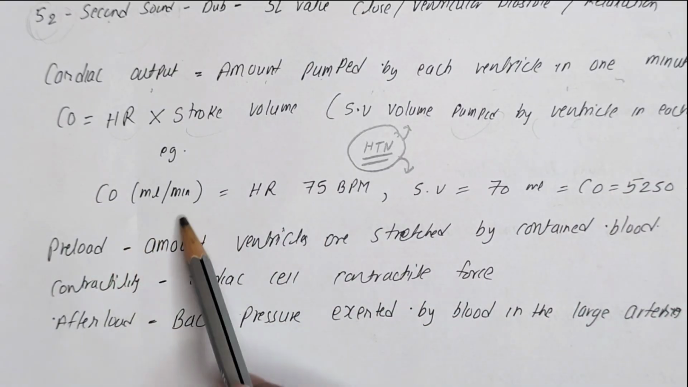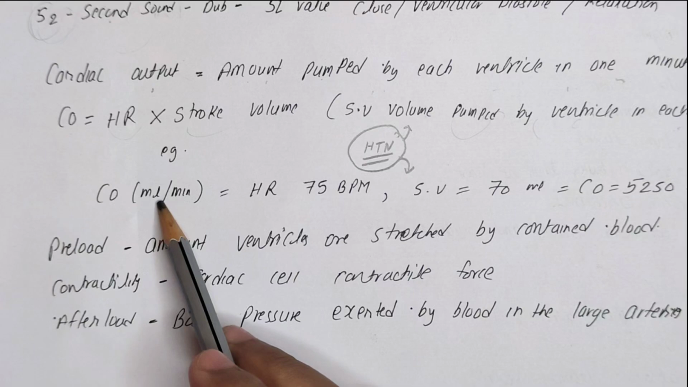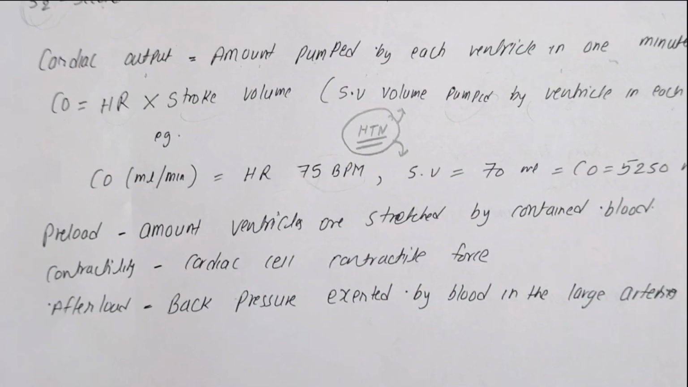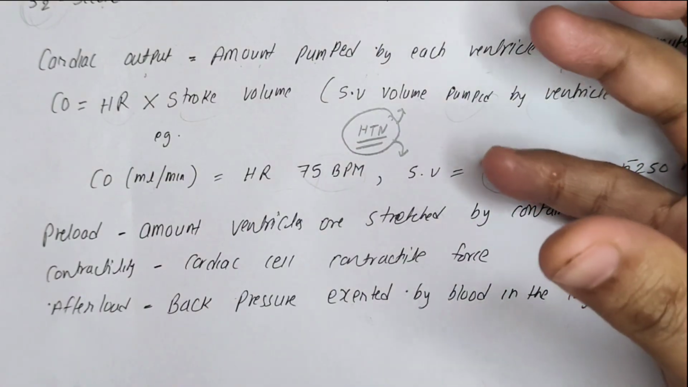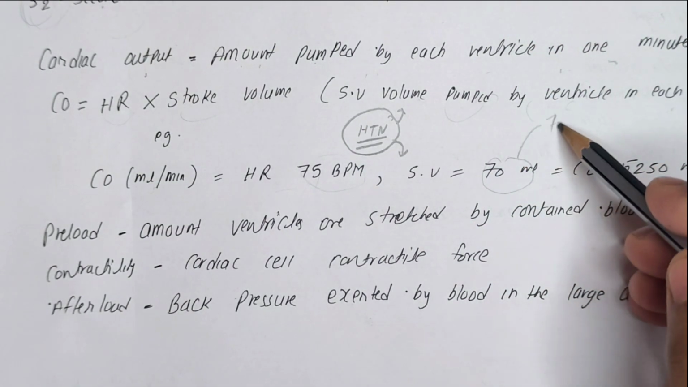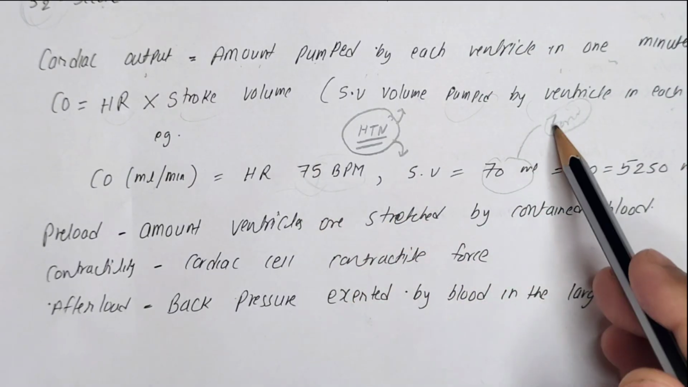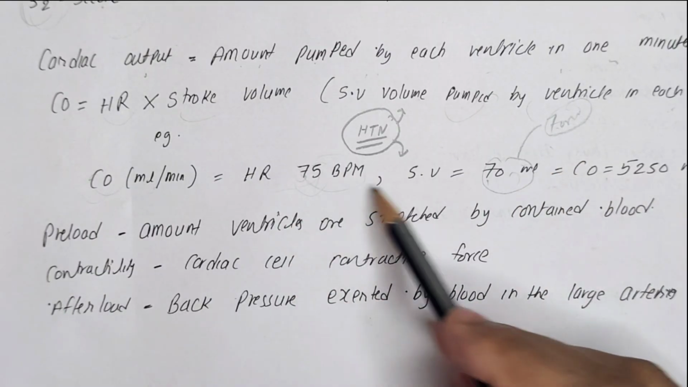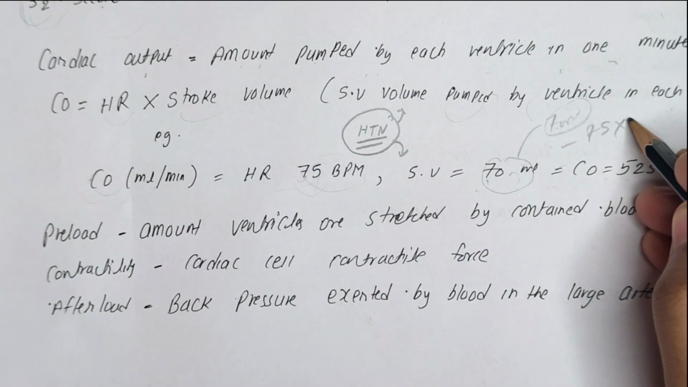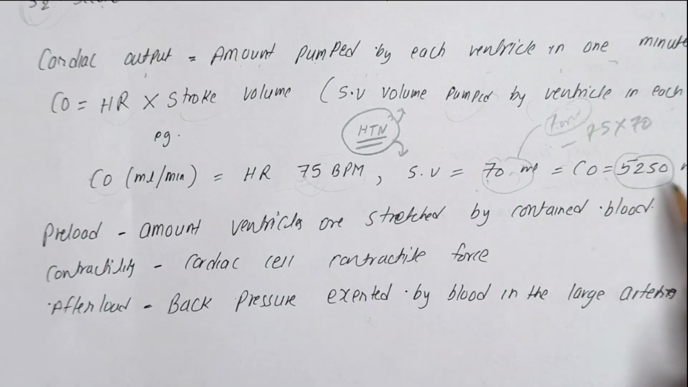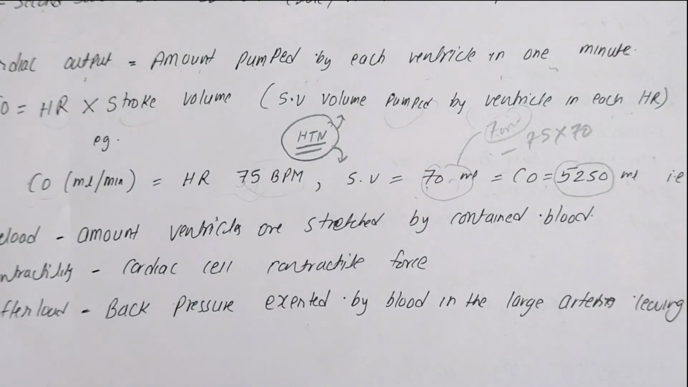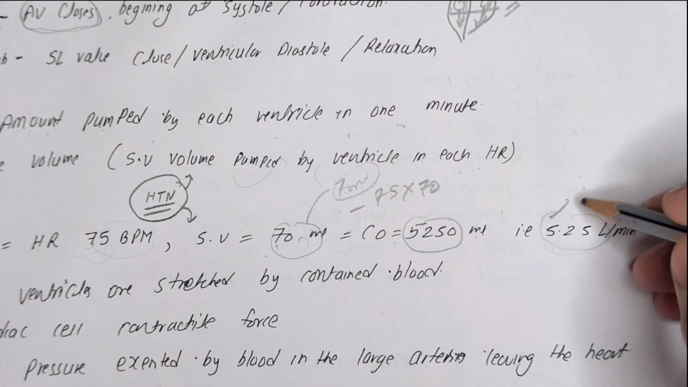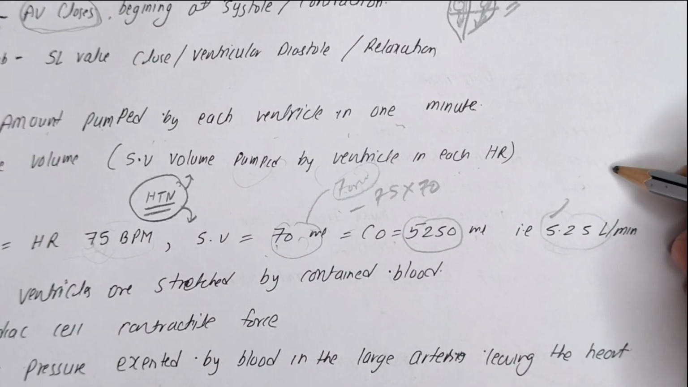So, here I have kept one example. This cardiac output will come in a unit of ml per minute. Now, let's assume my heartbeat is 75 beats per minute and my stroke volume is 70 ml. It means every time my ventricle contracts, it is pumping 70 ml of blood. And my heartbeat is 75. So what will be my cardiac output in 1 minute? In 1 minute, 75 beats, volume 70. 75 into 70, which will be around 5250 milliliters. That is 5.25 liters in a minute will be my cardiac output. This cardiac output defines how much blood is pumped by our heart in 1 minute.